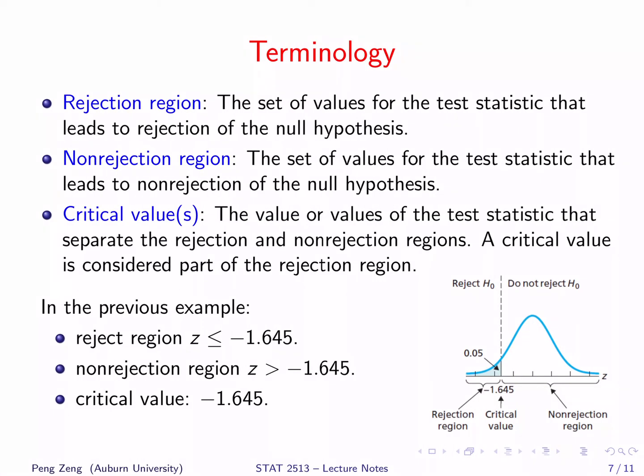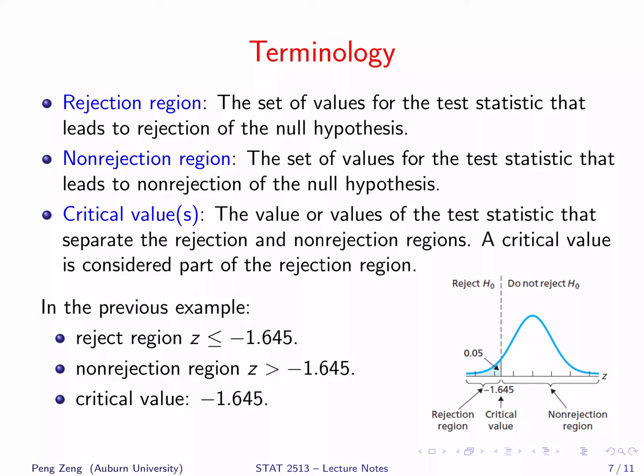Let's introduce some concepts. The cutoff point, negative 1.645, partitions the range into two parts, one leading to rejection and one not. By rejection region, we mean the set of values for the test statistic that leads to rejection of the null hypothesis. For non-rejection region, we mean the set of values for the test statistic that leads to non-rejection of the null hypothesis.